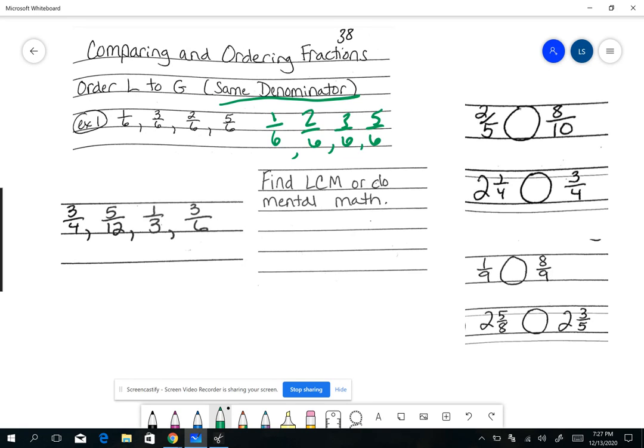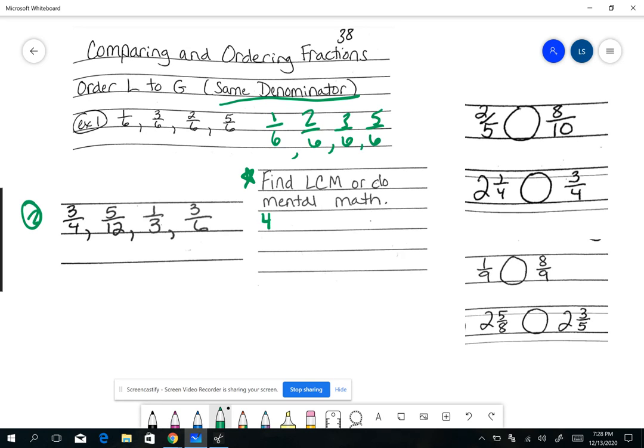Most of the time they have different denominators though. For example, number 2 here, you have 3 fourths, 5 twelfths, 1/3, and 3 sixths. They all have different denominators, so you have to think of something. You want to find the least common multiple. Think of something in your head mentally, or list all the multiples.